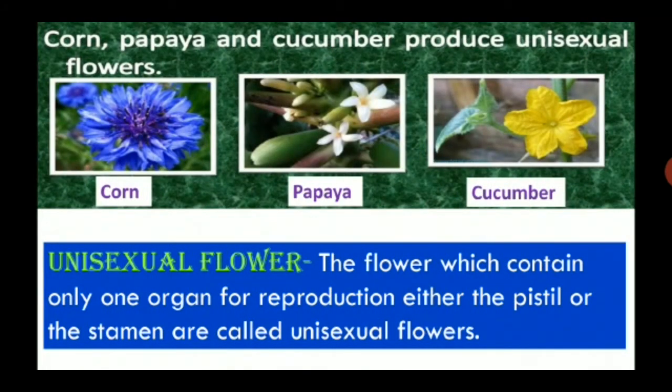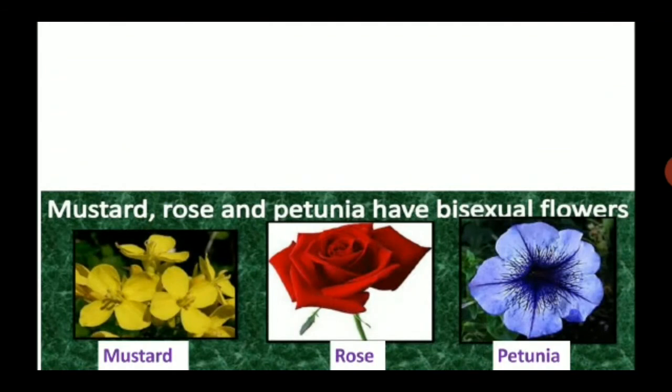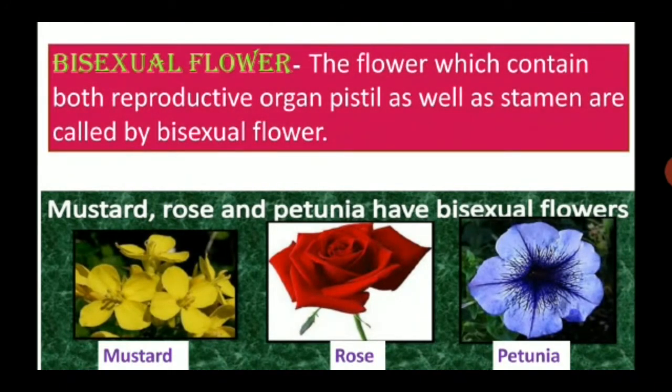Now let us discuss about the types of flower. First of all, unisexual flower: the flower which contains only one organ for reproduction, either the pistil or the stamen, is called unisexual flower. Here you can see the picture of different unisexual flowers like corn, papaya, cucumber. Now, the next type of flower is bisexual flower. The flower which contains both reproductive organs, pistil as well as stamen, is called bisexual flower. Here are a few examples of bisexual flower: mustard, rose and petunia.